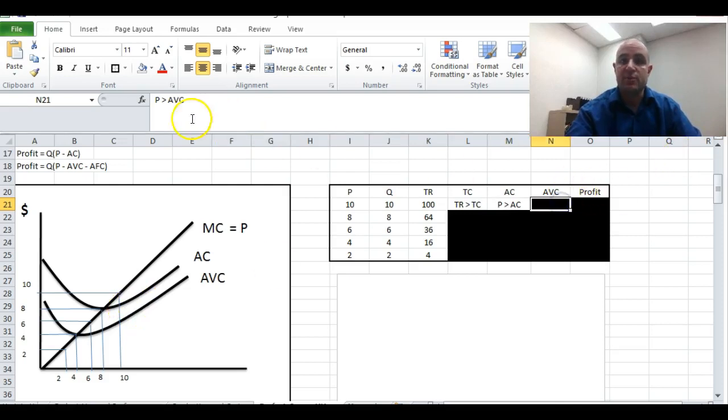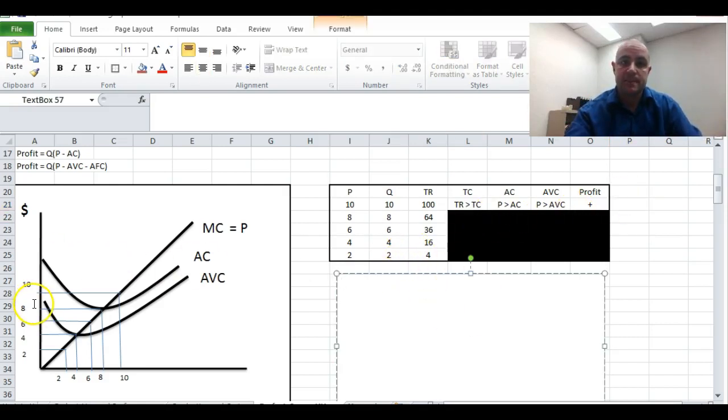Okay. Now, the price, as you can see, at this quantity, because this is the profit maximizing output level. Now, at 10, the price is going to be greater than the average variable cost. I'll explain why that's important in a little bit. Now, going to profit here, profit is quantity times price minus average cost. As long as price is greater than the average cost, your profit's going to be positive. And so, profit's positive. Not worried about what the profit level is right now.